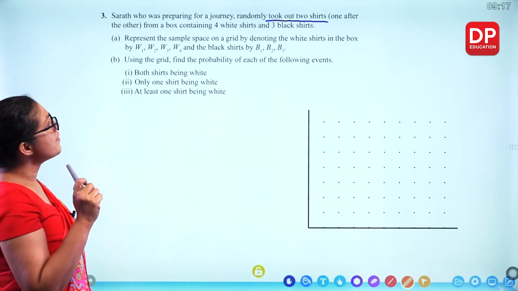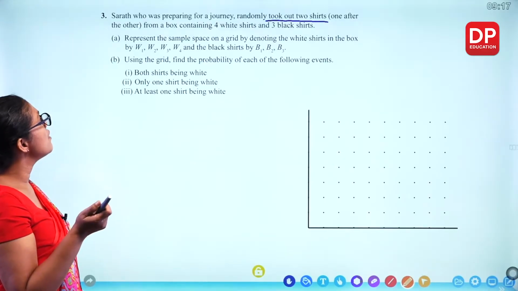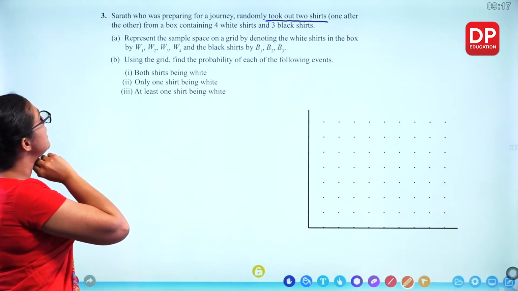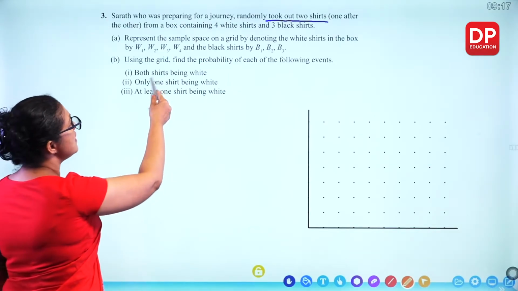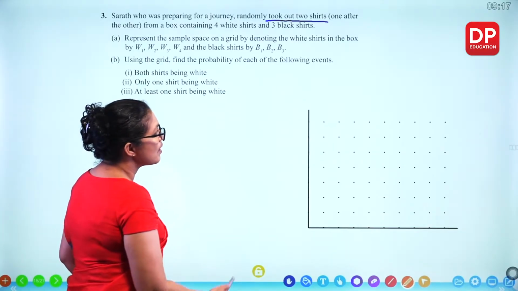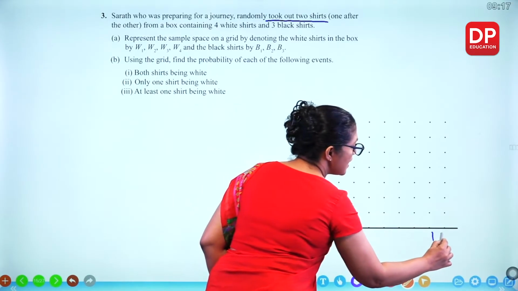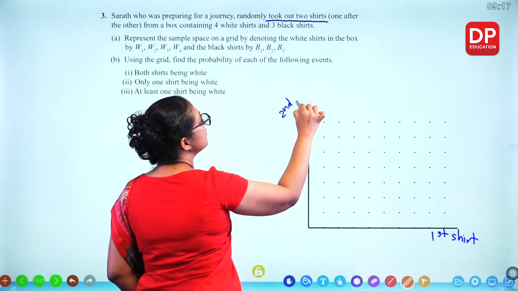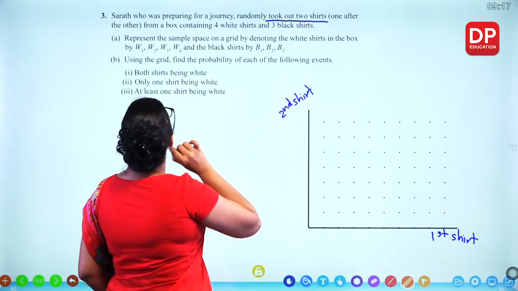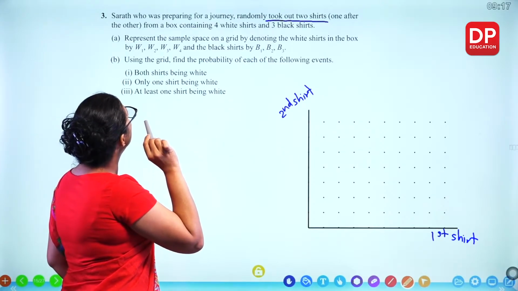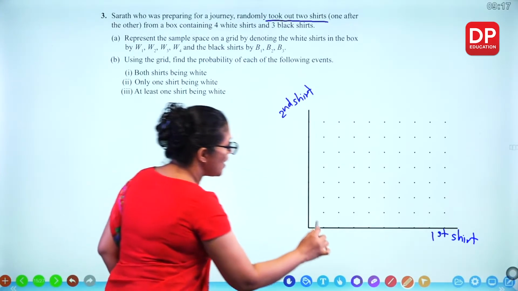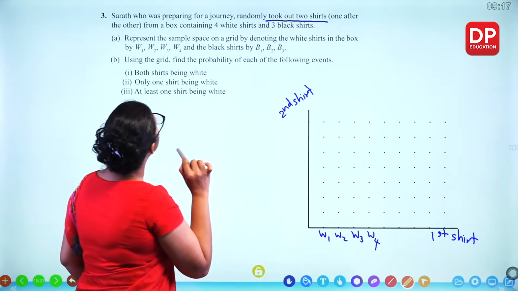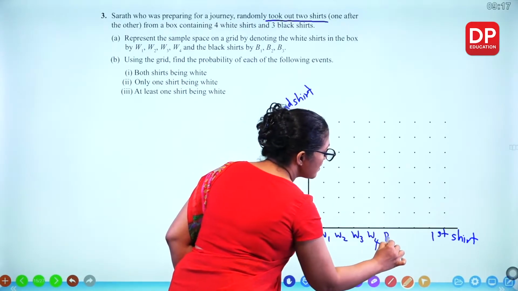Represent the sample space on a grid by denoting the white shirts in the box as W1 to W4 and the black shirts by B1, B2, B3. Using the grid, find the probabilities of these events. Okay, so we'll take the first shirt here and the second shirt here. What are the colors? 4 white ones and 3 black ones.